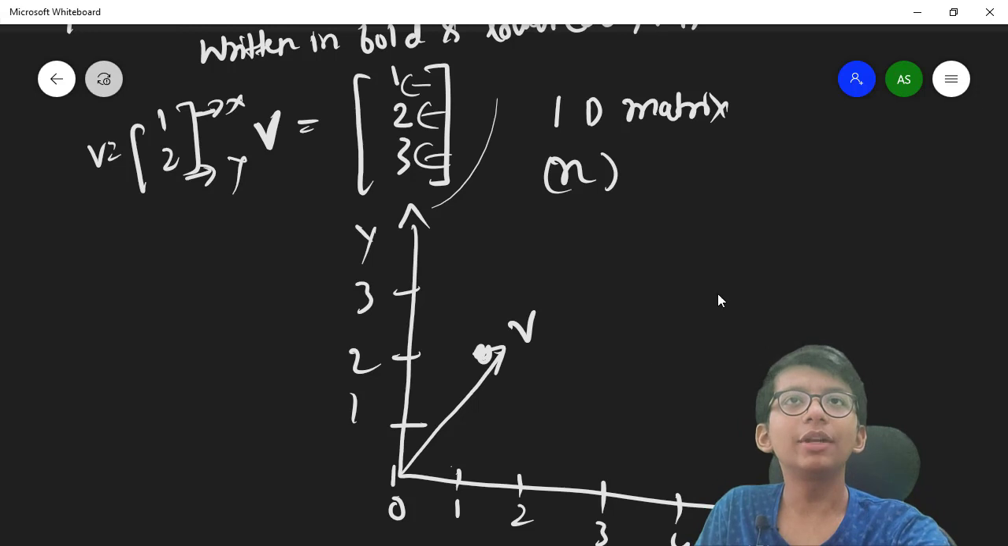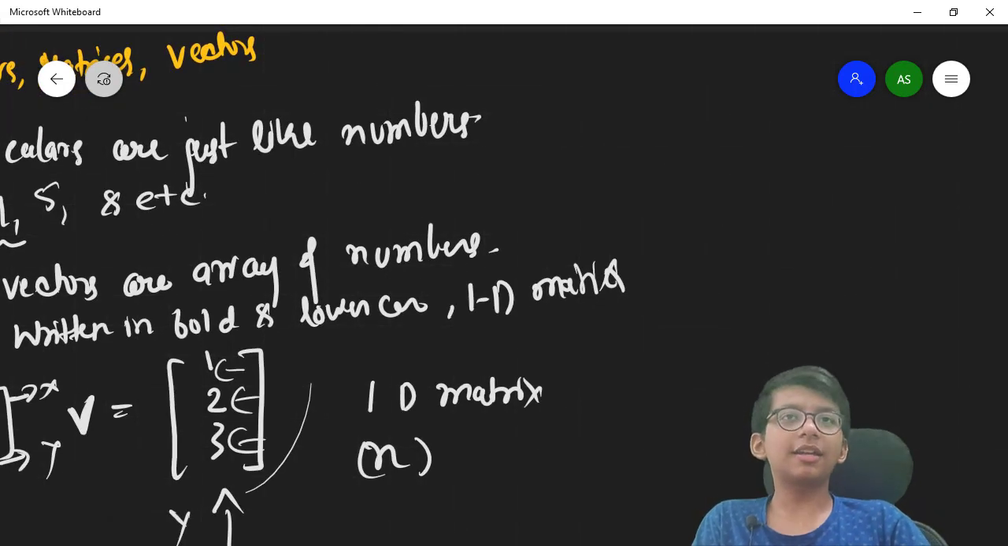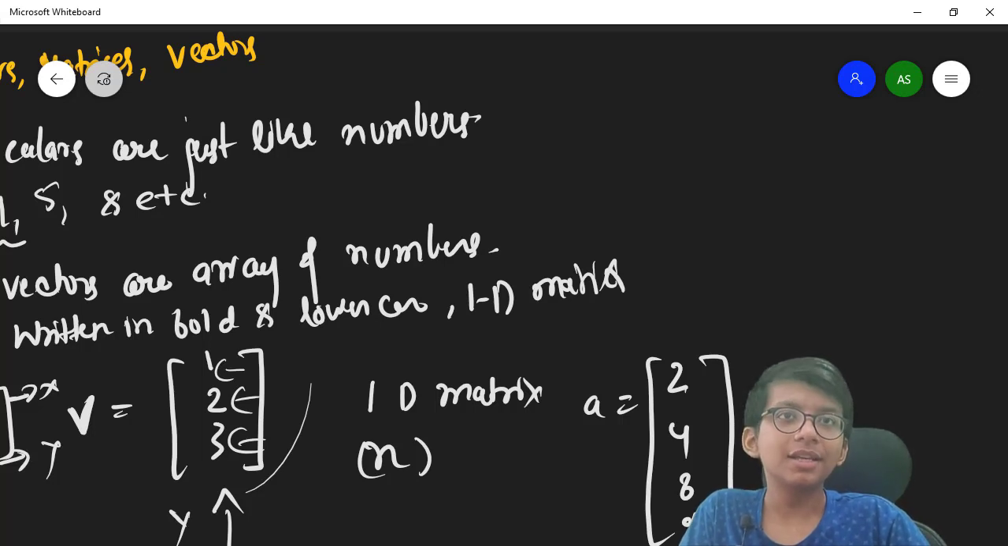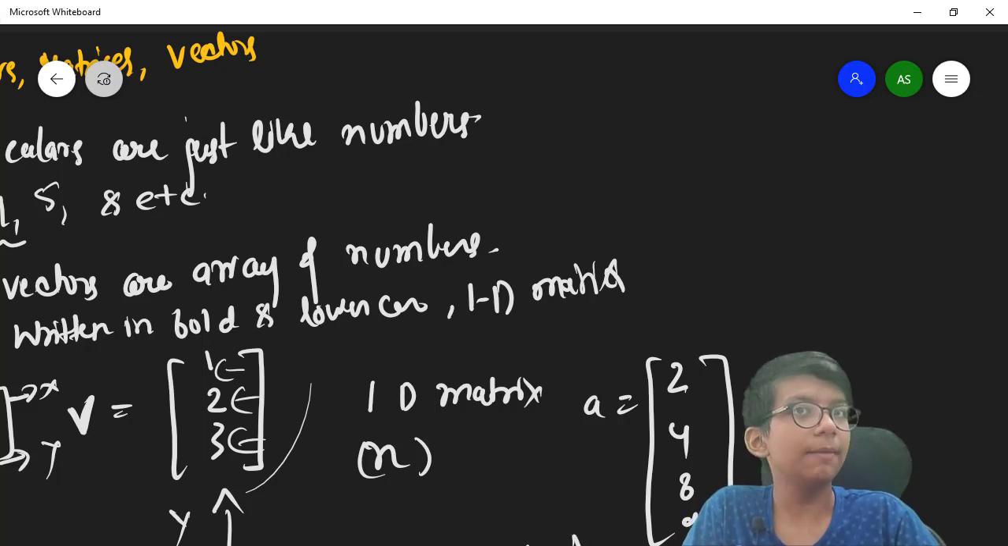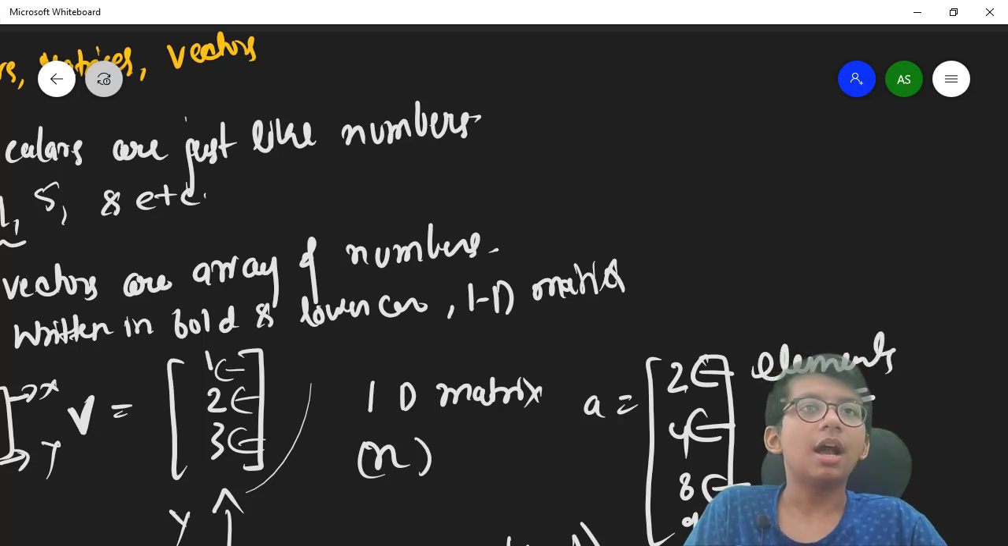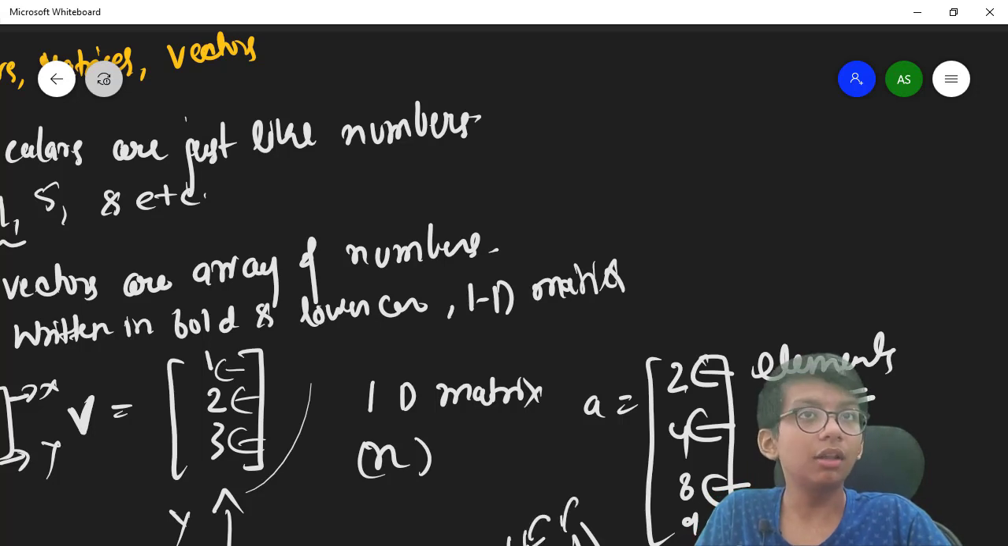Great. So let's see more examples of vectors. Let's see another example, a vector a. The vector a can be 2, 4, 8, 9. So the number of rows is 4 and the number of columns is 1. This is the shape of this vector. These numbers, 2, 4, 8, 9, are called the elements in the vector. So the size of this vector is 4 by 1, which means we have a total of 4 rows and 1 column.